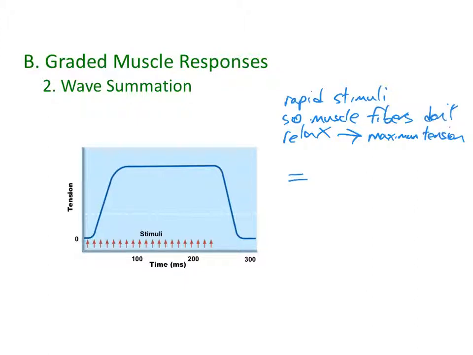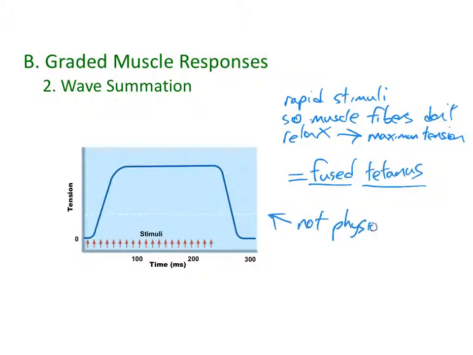Which is going to be called fused or complete tetanus. And why it's called fused or complete tetanus is that the contractions fuse into one smooth, sustained contraction plateau. This is also not terribly physiologically relevant, just because it's very seldom that we actually generate the maximum amount of force.